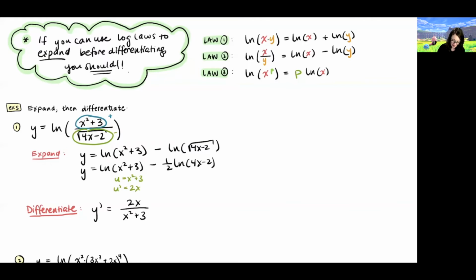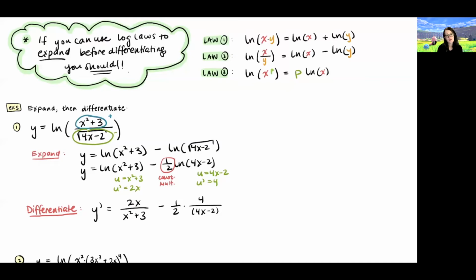In the second natural log, we have a 1/2 in the front. That is a constant multiple. So what happens to constant multiples when we differentiate? Well, they stay there, and they multiply by the derivative of the natural log of 4x minus 2. Here we've got a separate u, which is 4x minus 2, and u prime will just be the derivative of that, which is 4. So the derivative of the second natural log is going to be 1/2 times u prime, which is 4, over u, which is 4x minus 2.